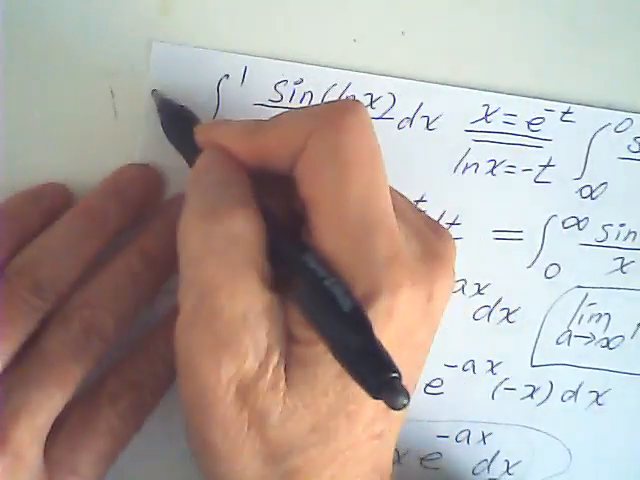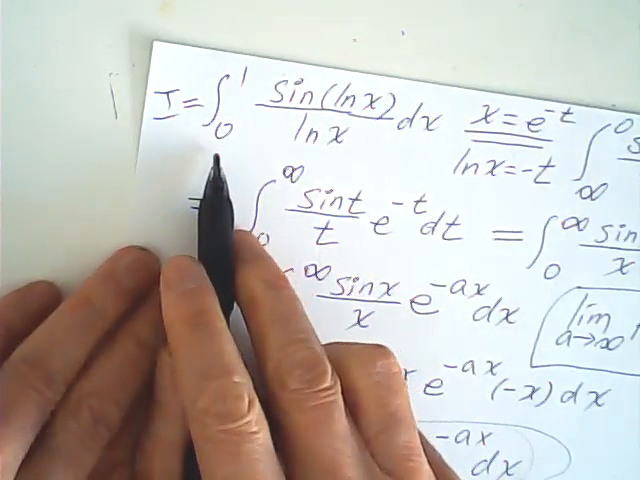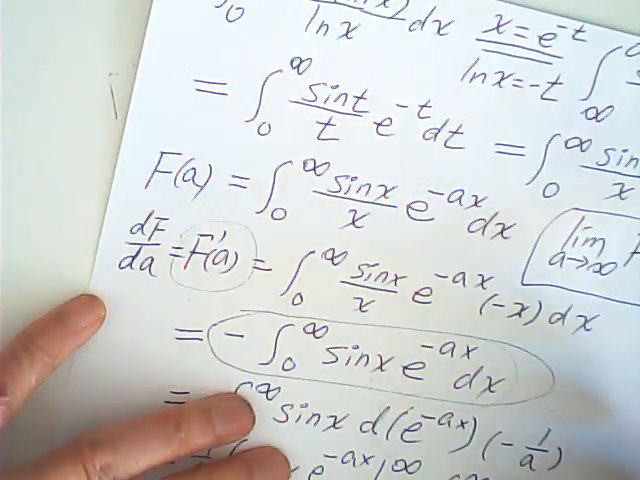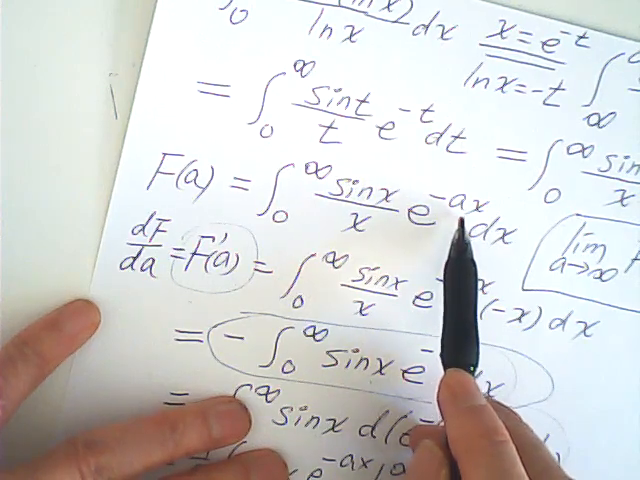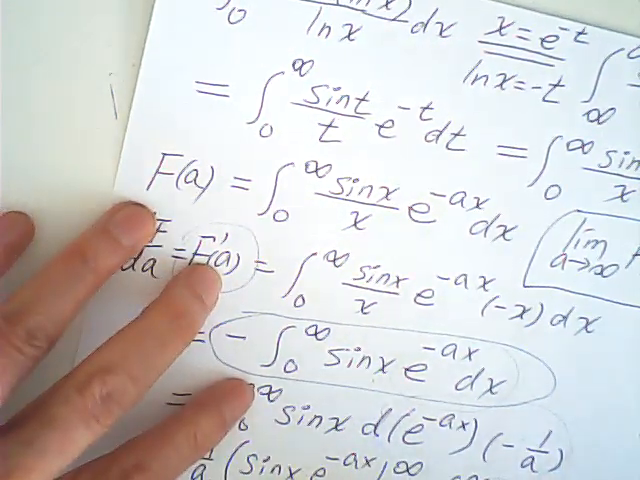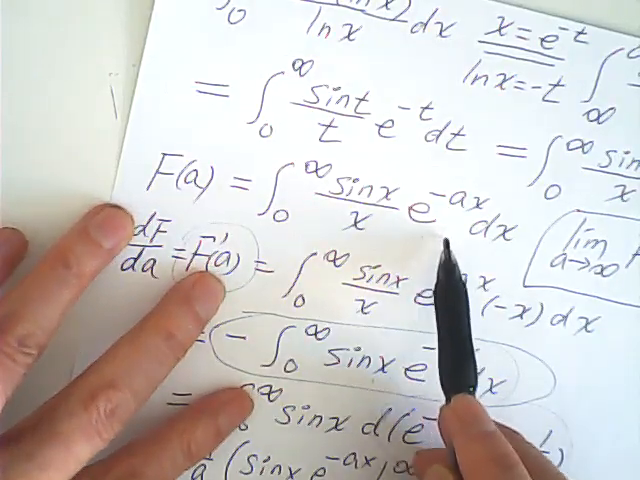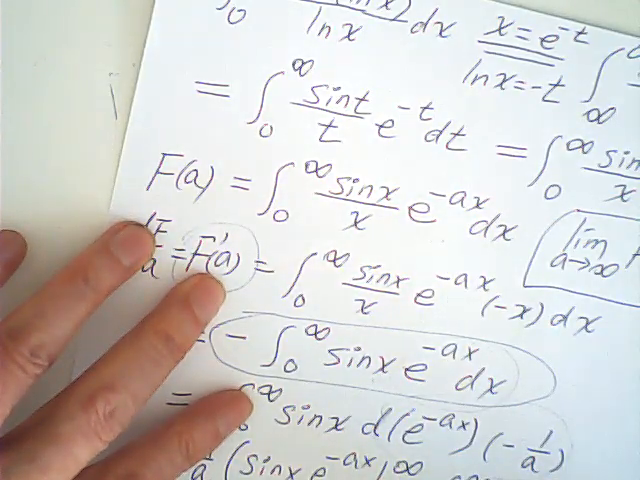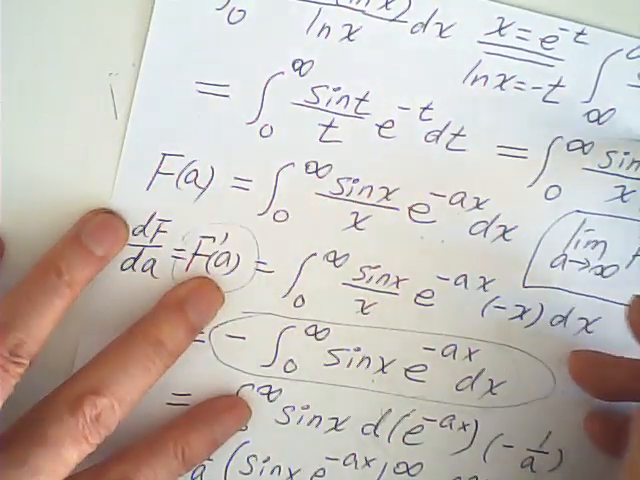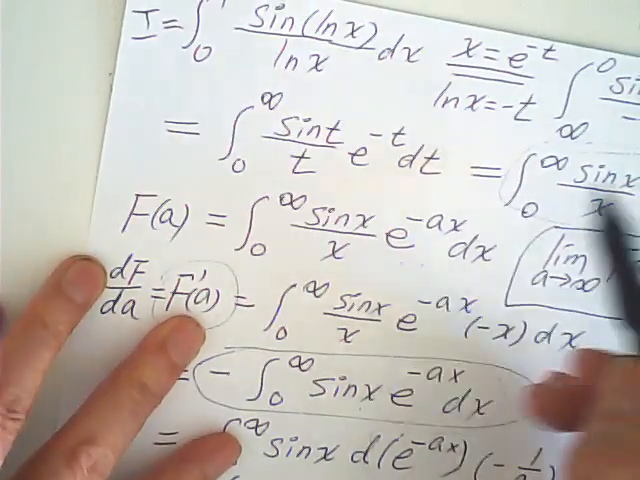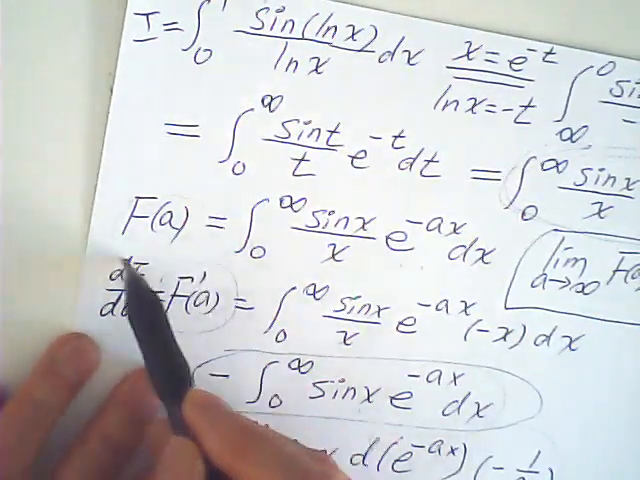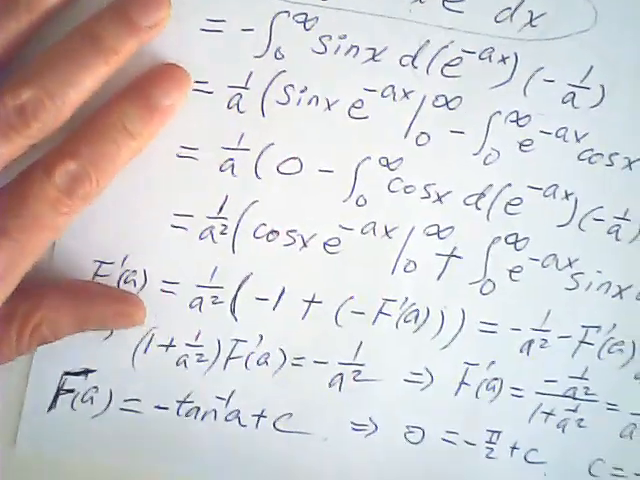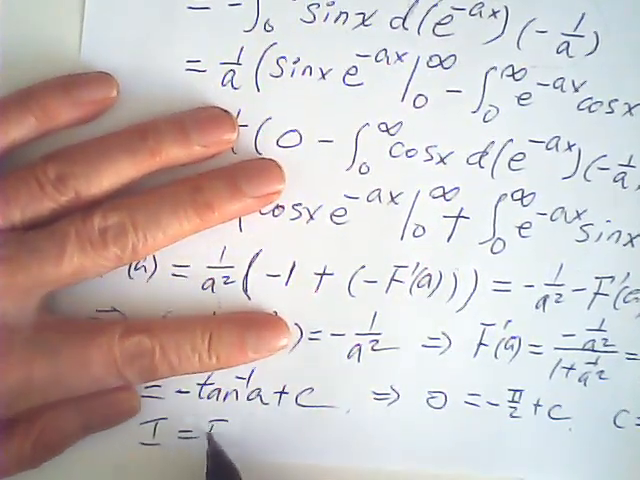Yeah, my integral I is when a equals 1, right? Because this is my I, and this is my f of a. So when a equals 1 is my I. So my I is equal to f of 1.